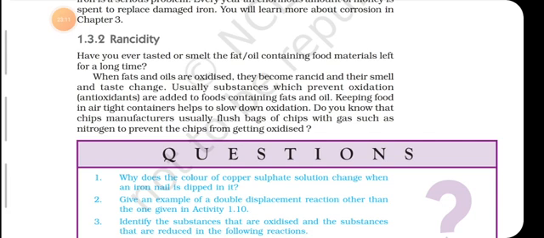Fine students, anything containing fats or oil reacts whenever oxygen reacts with it, so they become rancid and their smell and taste changes. That can also be injurious to health, causing food poisoning in us. Usually substances which prevent oxidation, that is antioxidants, are added to food containing fats and oils.